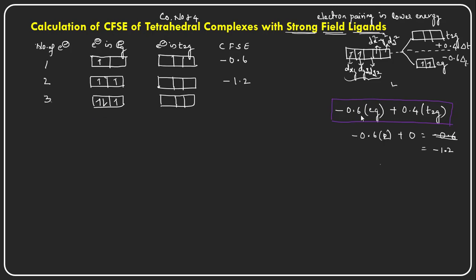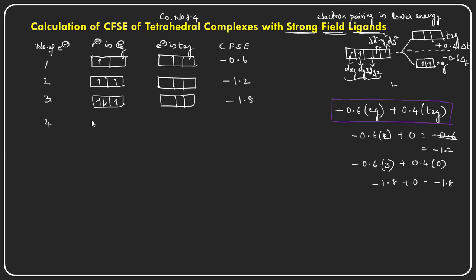Now what is the formula? This is the formula, just apply it. Minus 0.6 into how many electrons are there in the Eg orbital? 3 electrons. And are there any electrons in the T2g? No electrons are present in the T2g. So 0.4 into 0, and minus 0.6 into 3 gives minus 1.8 plus 0. So the crystal field stabilization energy for the third electron will be minus 1.8.